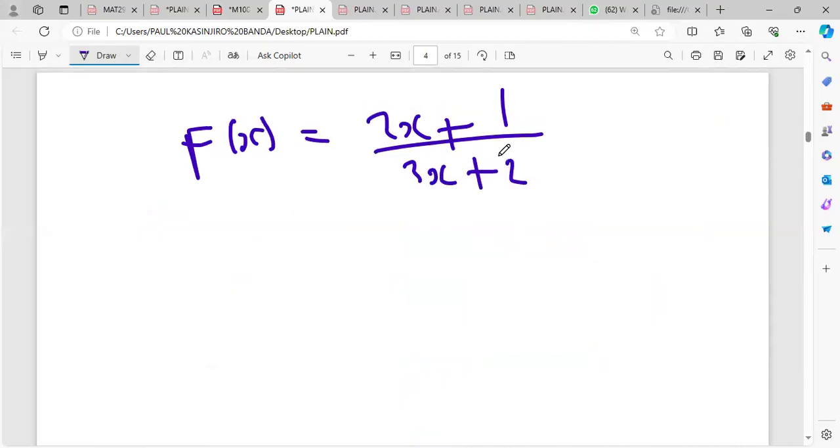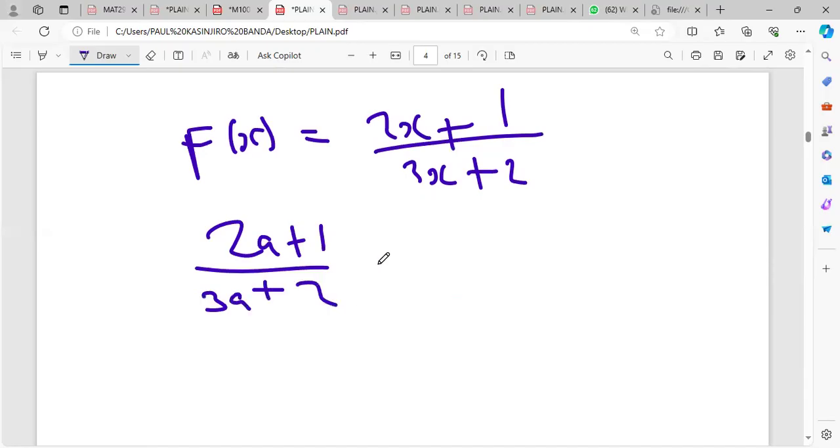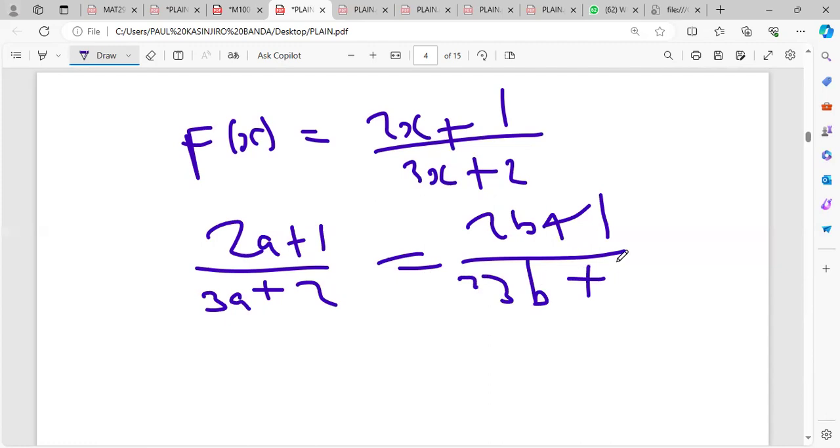How do you prove that a function is 1-to-1? You just have to find f of a and f of b, and then you equate them. You see if they give you the condition a equals b. So if I find my f of a, I have 2a plus 1 over 3a plus 2 is equal to, substituting b there, 2b plus 1 over 3b plus 2.